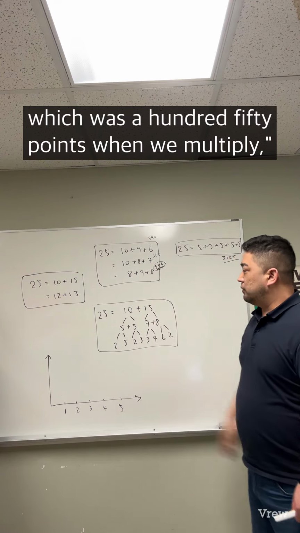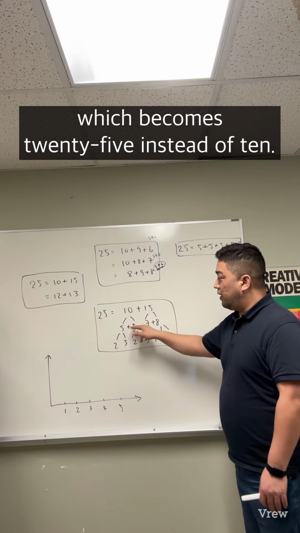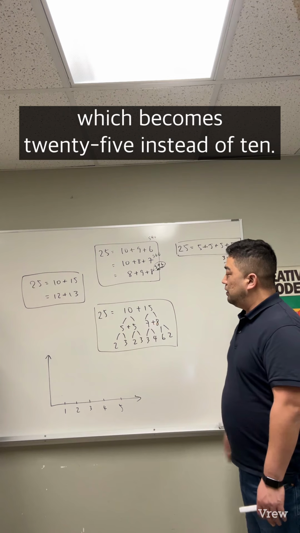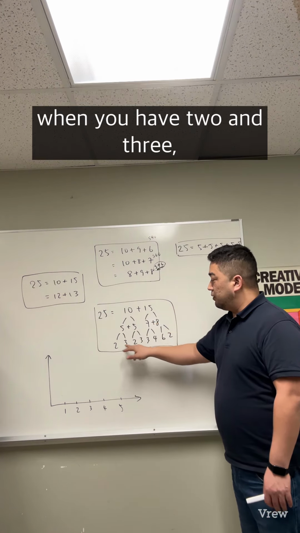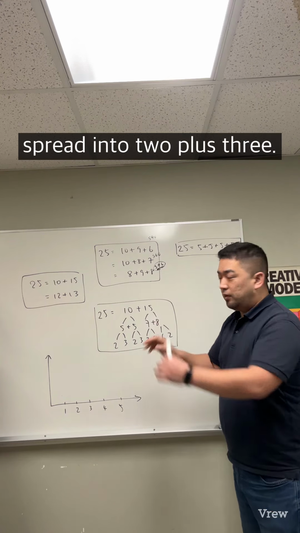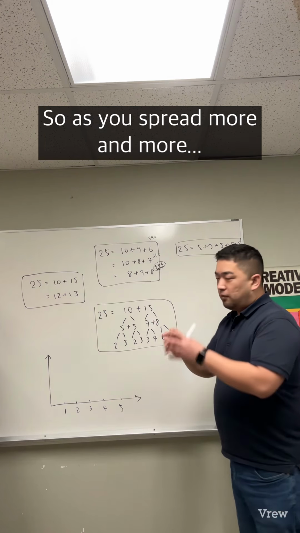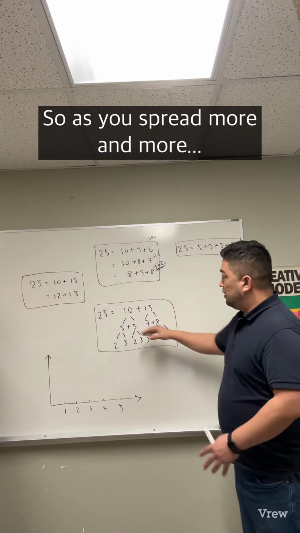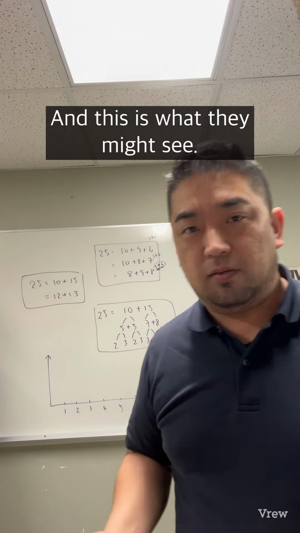we multiply, but they spread the 10 into 5 and 5, which becomes 25 instead of 10. But then again, they realize 5 is actually bigger when you have 2 and 3 spread into 2 plus 3. When you multiply, it becomes 6. So as you spread more and more, it becomes bigger than the previous number. And this is what they might see.